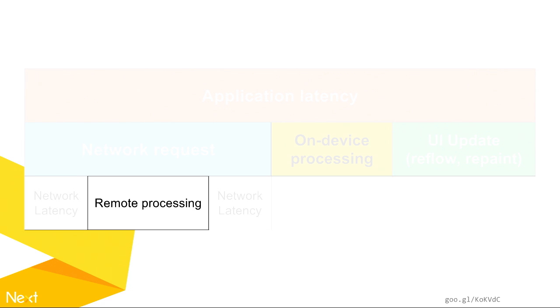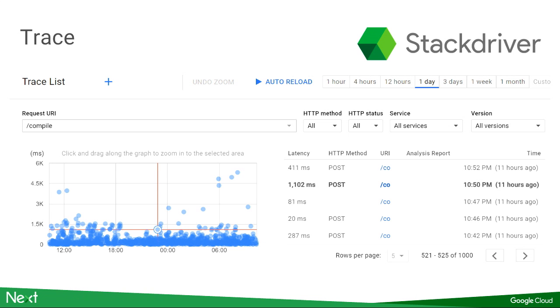So now we're sort of diving into this remote processing, like whatever's happening on your server. Why are things happening so slow? Why are the requests taking so long? So StackDriver Trace is the way to do this. This is enabled by default for App Engine Standard. And this app is actually an App Engine Standard app.